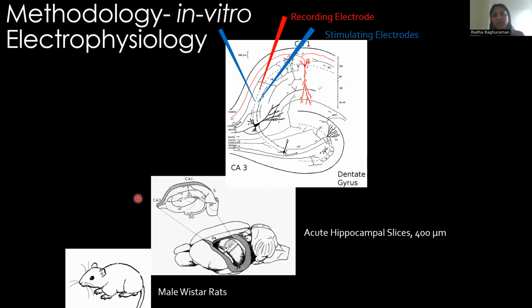So next, moving on to the slice electrophysiology experiments. These are male Wistar rats at about 5 to 7 weeks old. So I take out slices that are 400 micrometers thick, and then we have a recording electrode and 2 stimulating electrodes, one for control and one for the stimulation, or sometimes one at the Schaffer collateral fibers and another at the entorhinal cortical synapses.